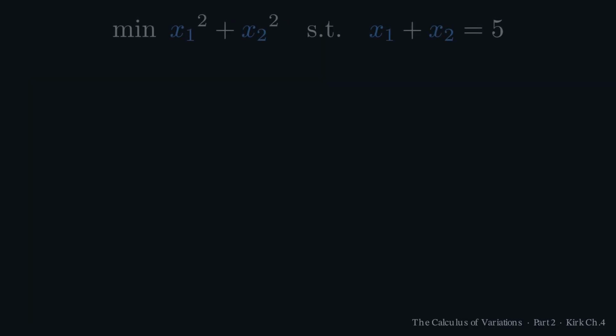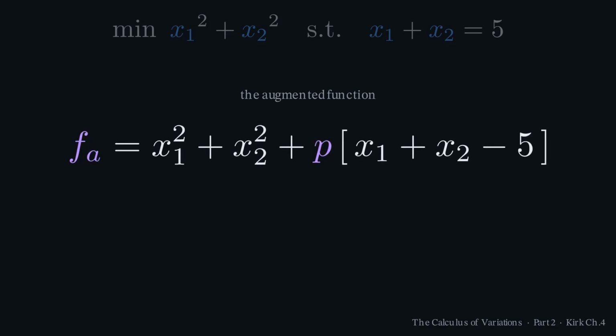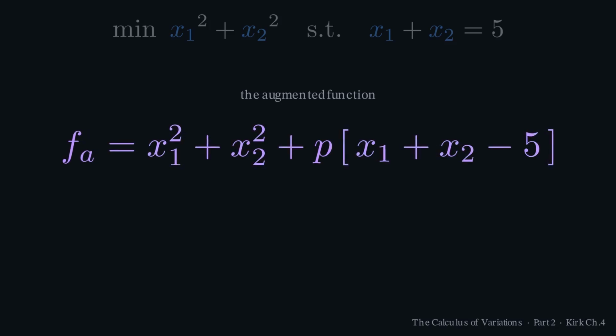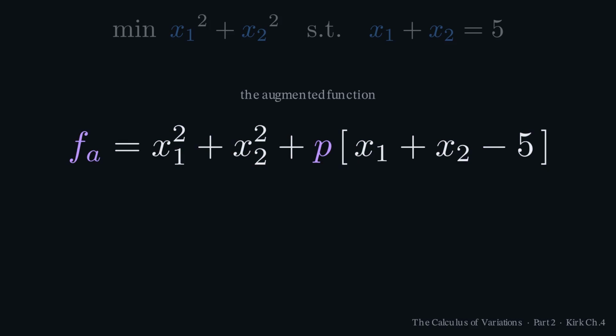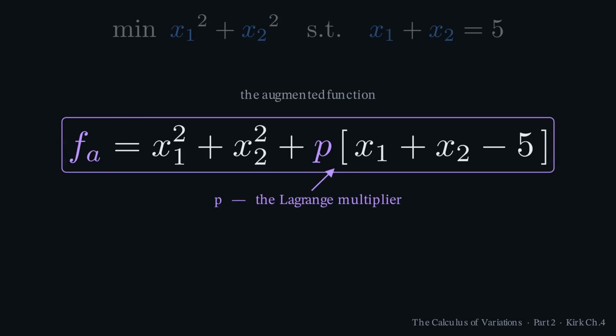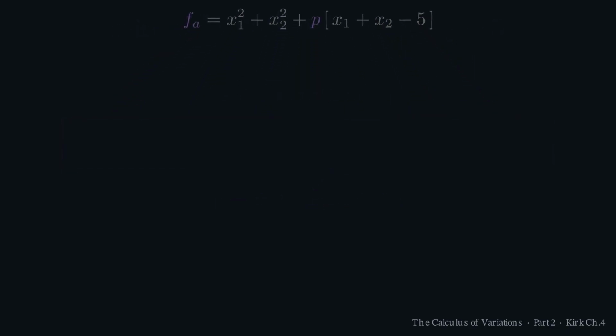Here's the move. Build one new function, the augmented function, fa. Take what you're minimizing, x1 squared plus x2 squared, and add a brand new variable p times the constraint written as equals 0, x1 plus x2 minus 5. So fa equals x1 squared plus x2 squared plus p times the quantity x1 plus x2 minus 5. That new variable p is the Lagrange multiplier.